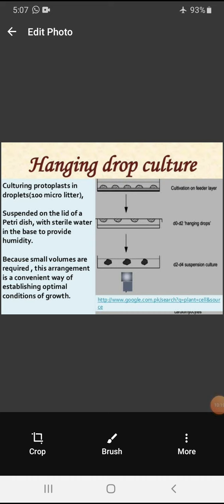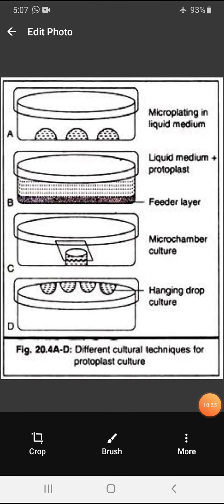This is the droplet method for culture of protoplast. This is another method, the plating method, for culture of protoplast. So these are the various types. We can culture protoplast by using the droplet method, plating, or microdrop array techniques.